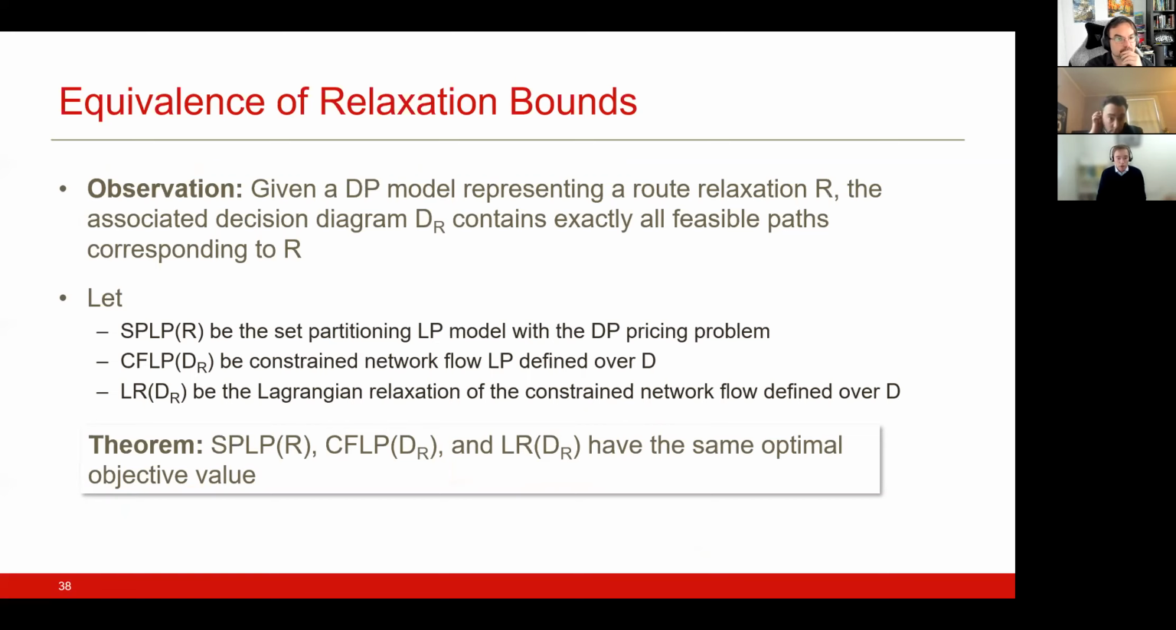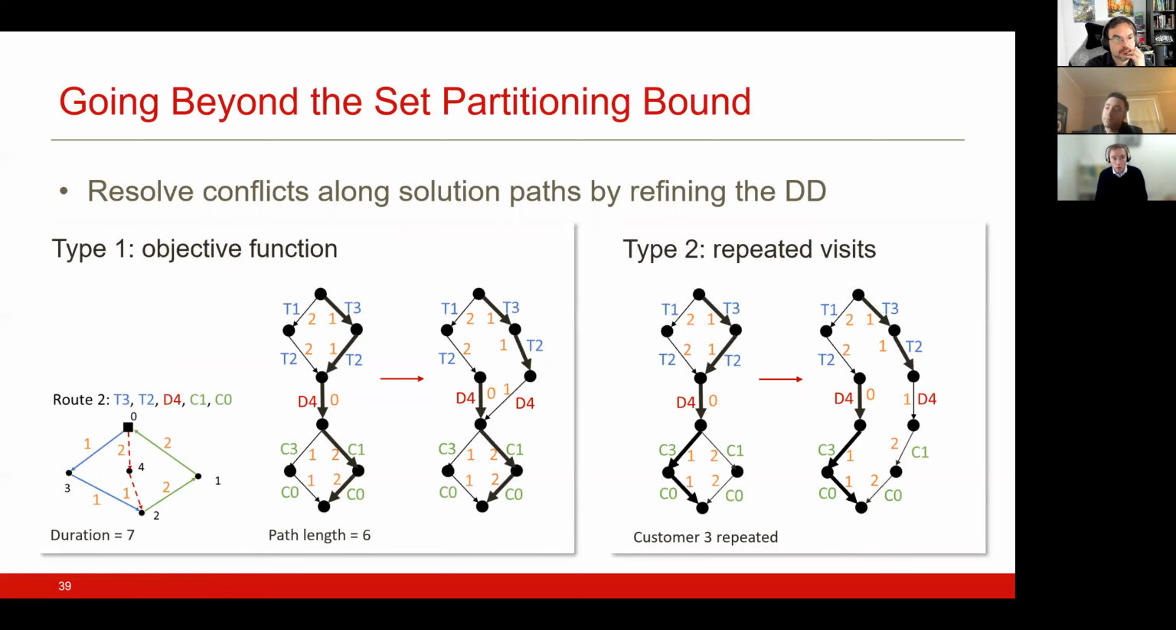And then we may be better. And in fact, we can go beyond this set partitioning bound. So we have a decision diagram. We can do more than we can do with dynamic programming and pricing, for example. But you could potentially transfer these ideas also to dynamic programming, by the way.